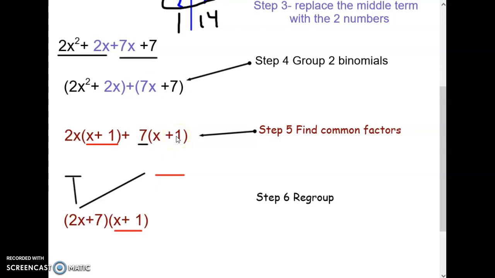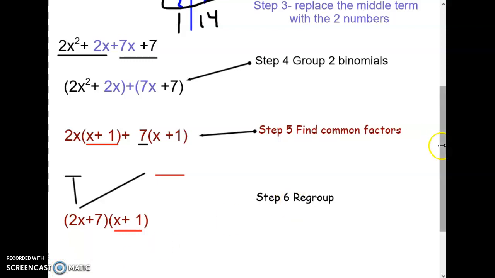What you should notice right away is that I have these two that are the same. I'm saying 2x times this thing and 7 times this thing. So what if we just add the 2x and the 7 together and put them in their own grouping? The last step is to regroup. I'm going to take the 2x plus 7, and it goes here. And you're multiplying both of those things by x plus 1. So x plus 1. Those are the steps we're going to follow.